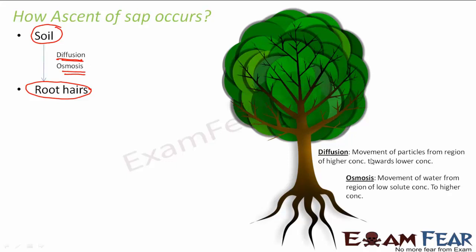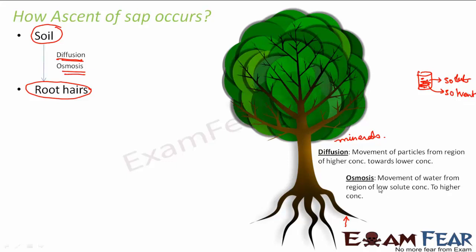What is diffusion? It is the movement of particles from a region of higher concentration towards lower concentration. So the movement of minerals from the soil to the root hairs happens through diffusion. And what happens to the water? What is osmosis? Movement of water from a region of low solute concentration to higher concentration. What is solute? Suppose we have a solution, a liquid in which we have some solid particles. This solid particle is called solute, and the liquid is known as solvent.